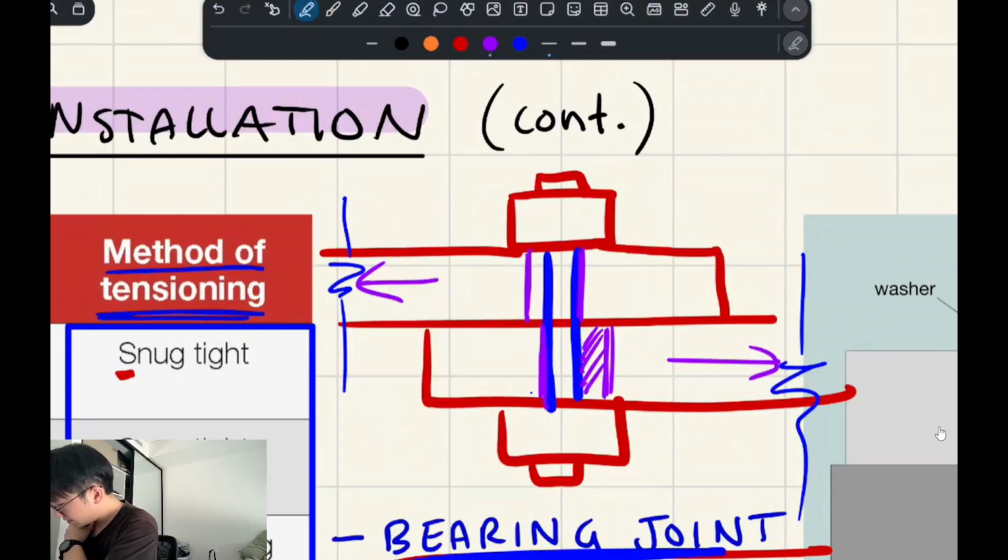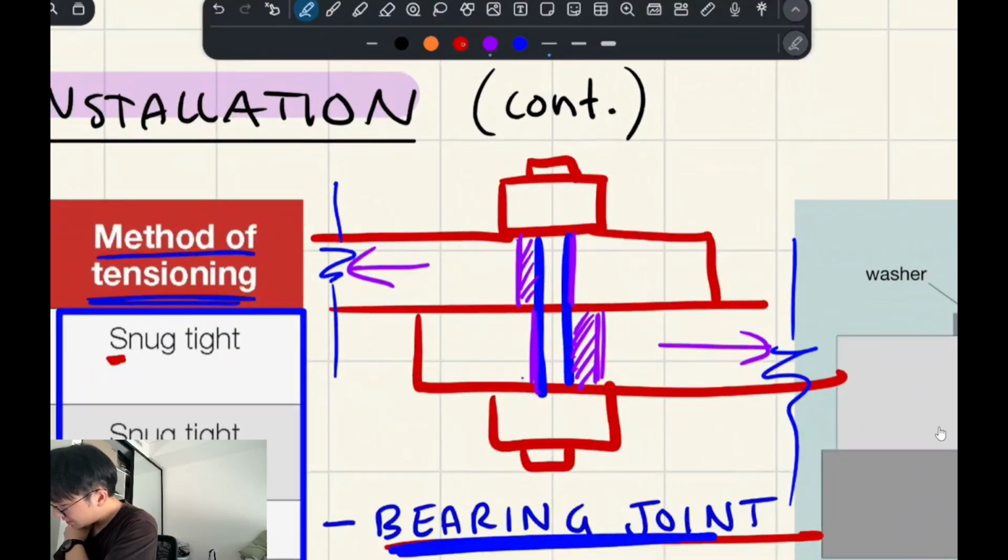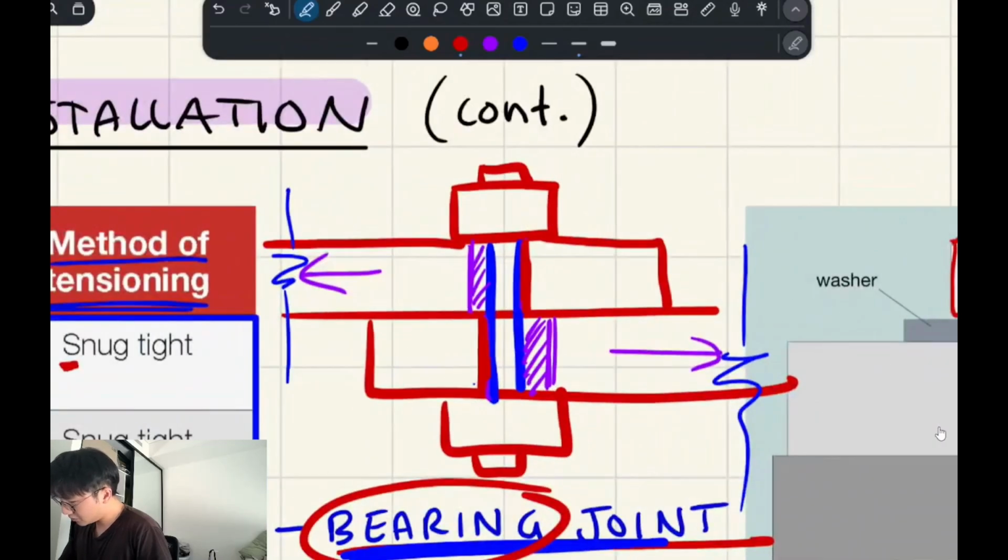Okay, so that's void area. The idea is that the side of the bolt is bearing against the hole of the plate, like here and here. So that's a bearing joint. Now, a friction joint works a little differently, and friction joints are generally where you require more tensioning.